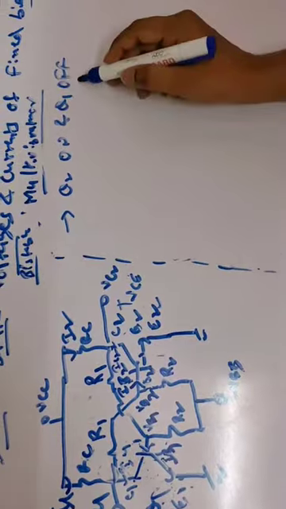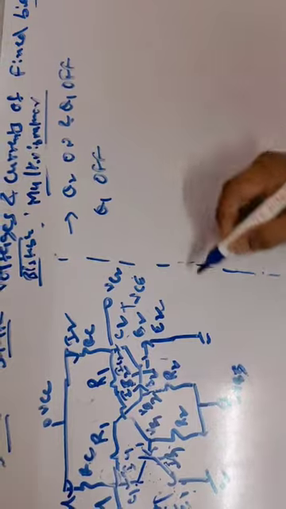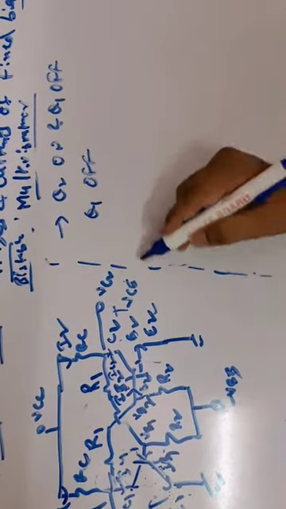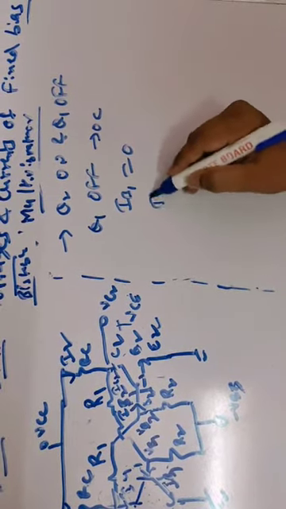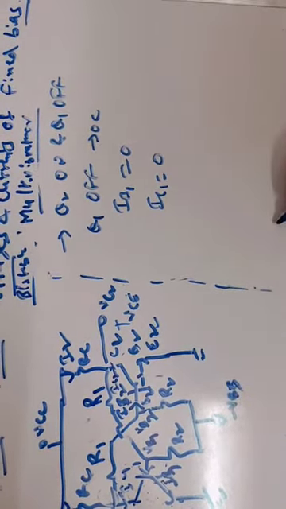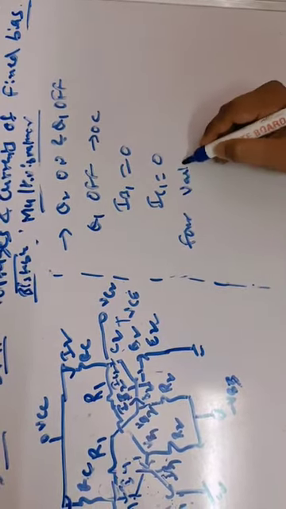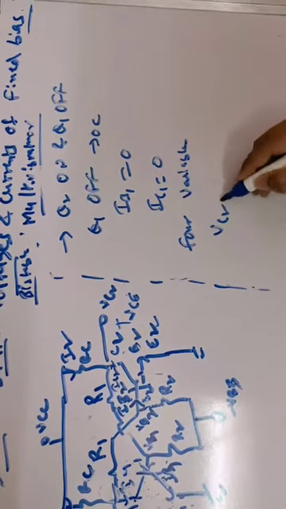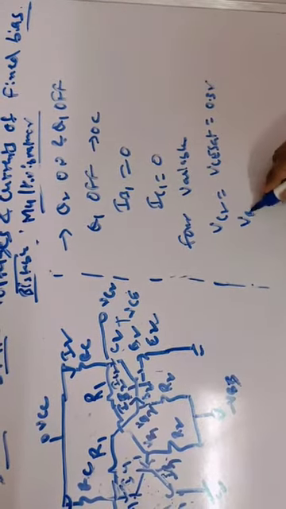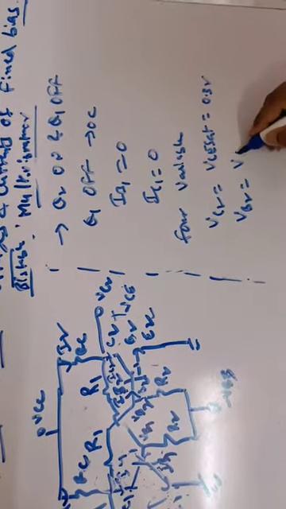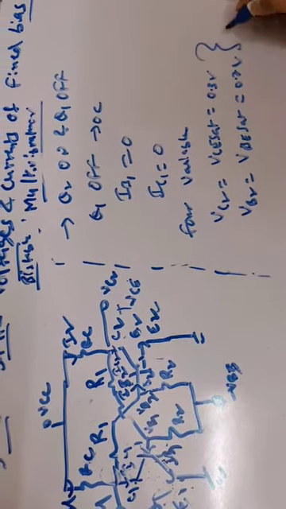Here Q2 is on and Q1 is off, this is the case we have considered. When Q1 is off, that is, the transistor is open circuited, the base current is equal to 0. If the base current is 0, the collector current will also be equal to 0. So we got four parameters here. VC2 is equal to VCE sat, which is 0.3 volts, and the base voltage VB2 is VBE sat, which is 0.7 volts. This is for transistor Q2.